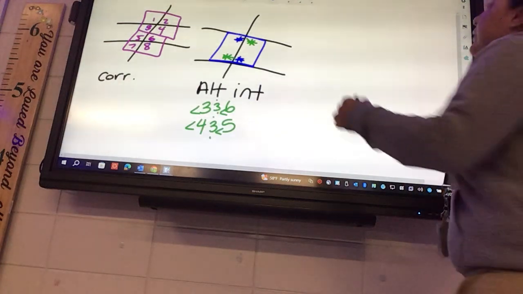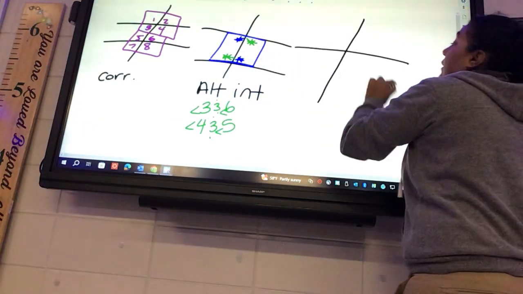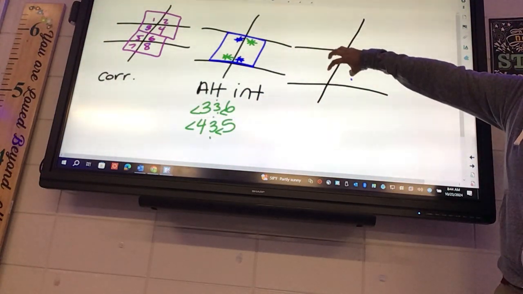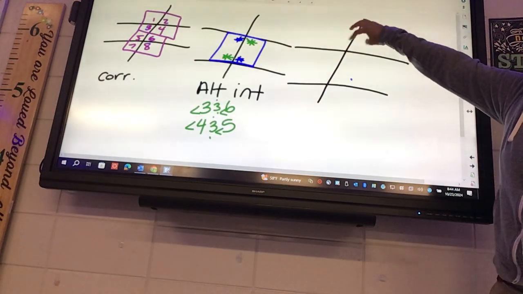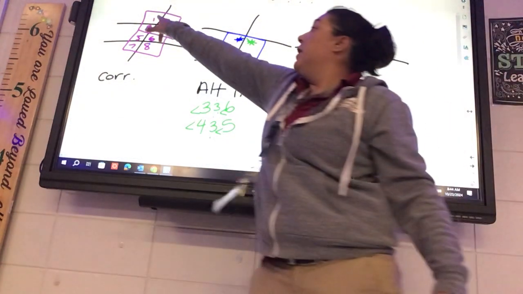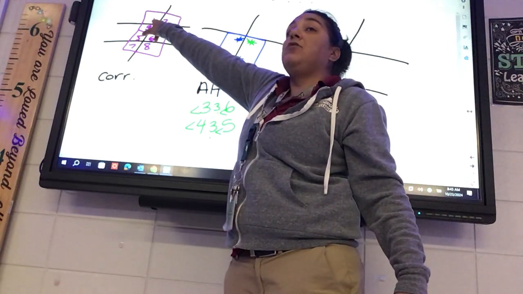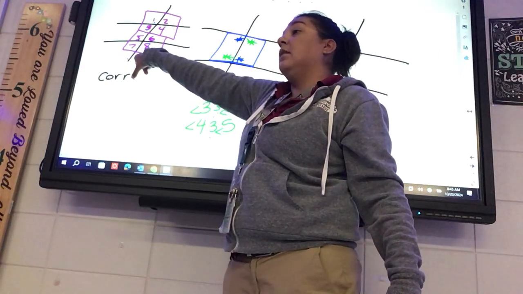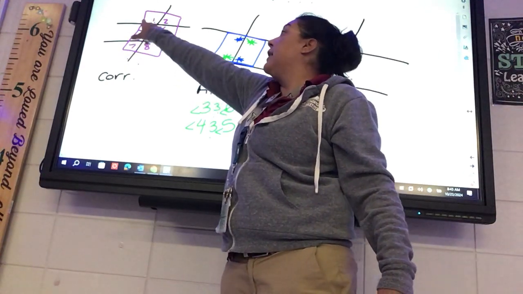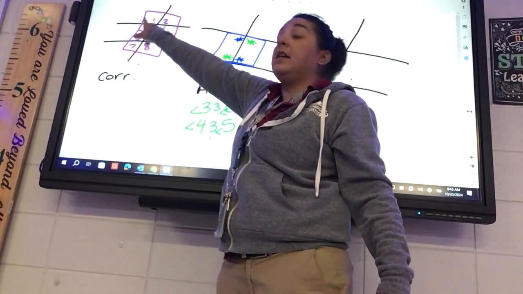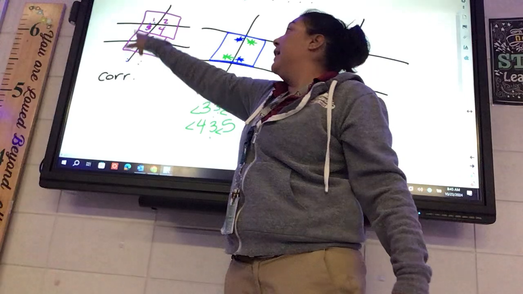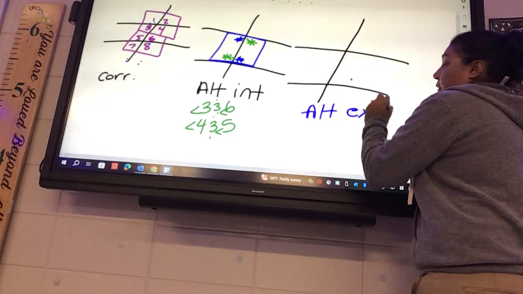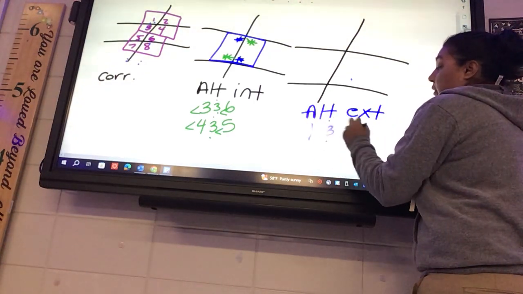Alt exterior. Let's use some common sense: if this is interior, then where's the exterior? On the outside. So alt exterior would be 1, and it has to be on the opposite side of the transversal line and on the outside. Is that going to be 7 or 8? It's going to be 8. 1 and 8 are alt exterior.